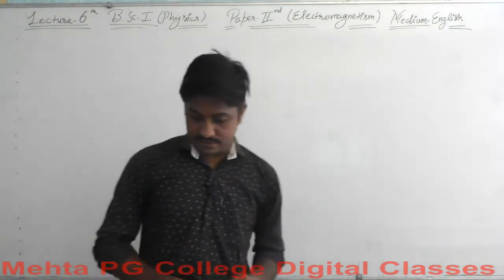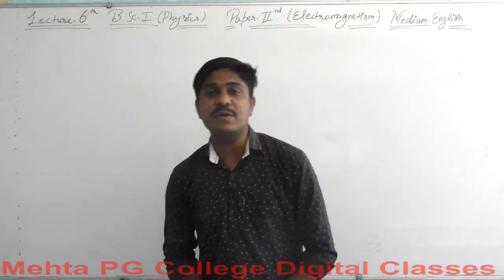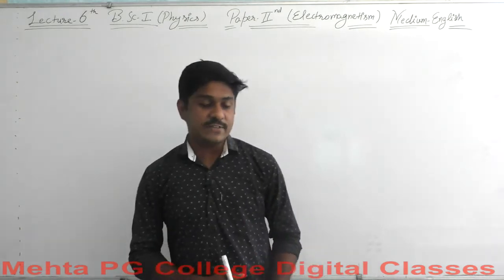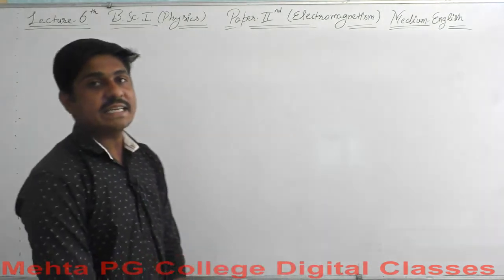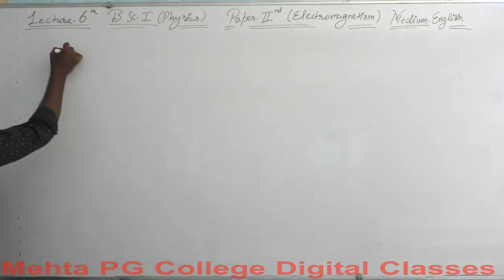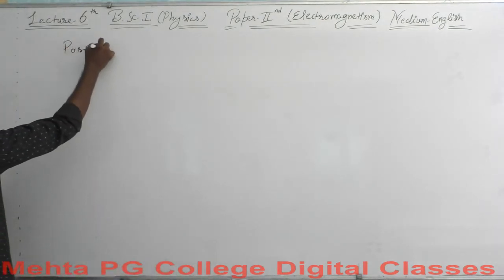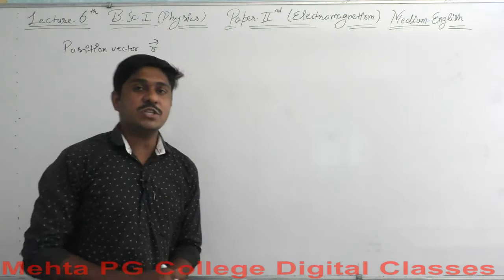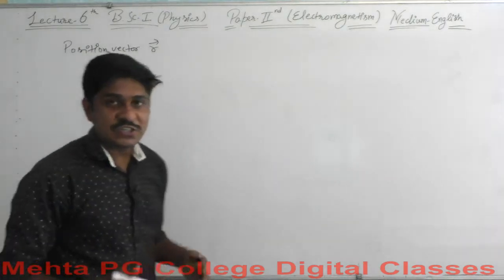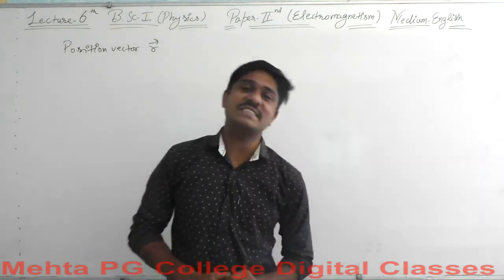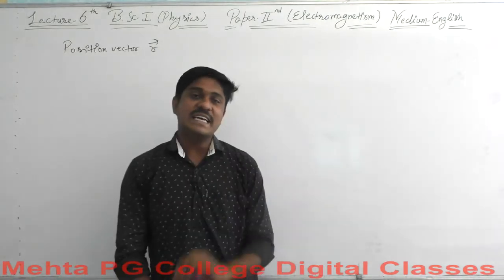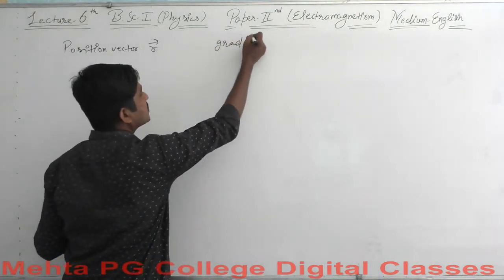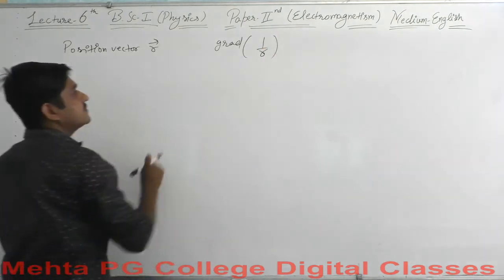Let me take you through some literal examples which are pretty difficult if you are a beginner here. Let me start with our first example. There is a position vector r, and we are supposed to calculate the gradient of 1 by r.